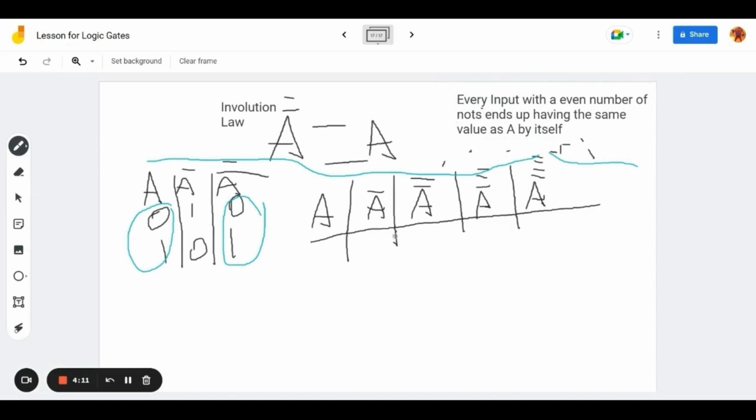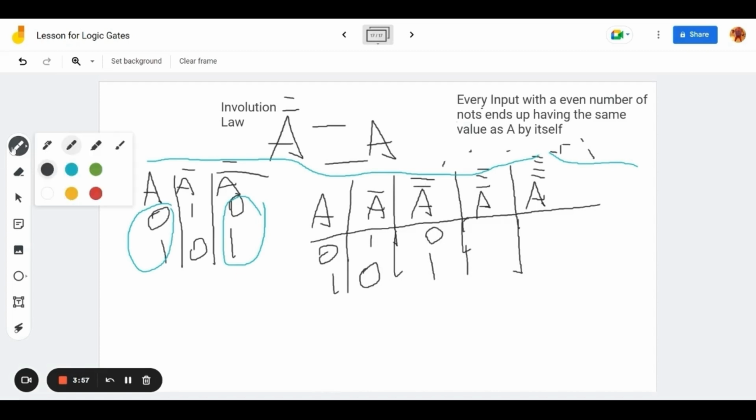So let me show you. 0, 1. In the first knot, it would just be turned to 1 and 0. But in the even number knot right over here, as there's two knots, it would be 0, 1. Same as the first one. In the next knot, it would be 1, 0. But in the next even numbered knot, which is 4 number of knots, it becomes 0, 1 again.